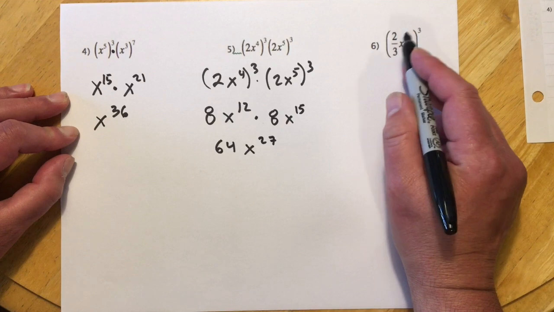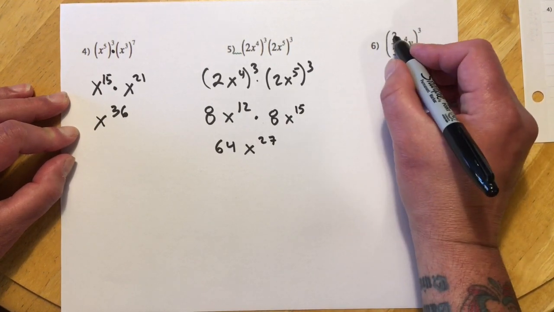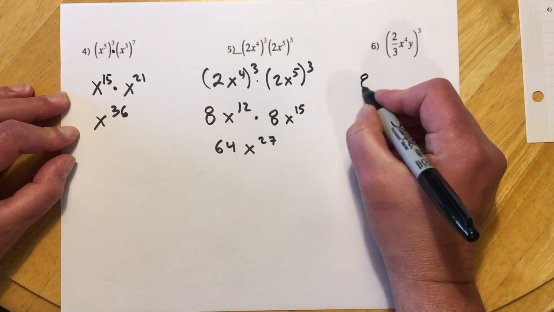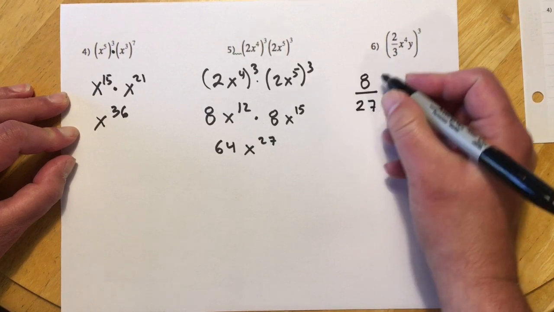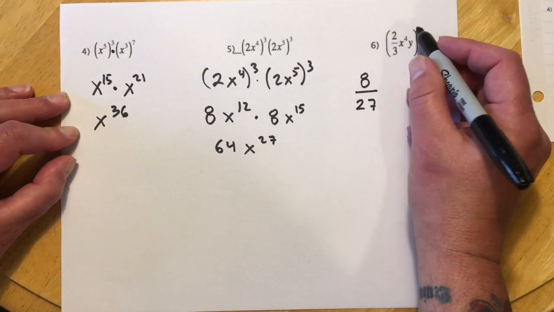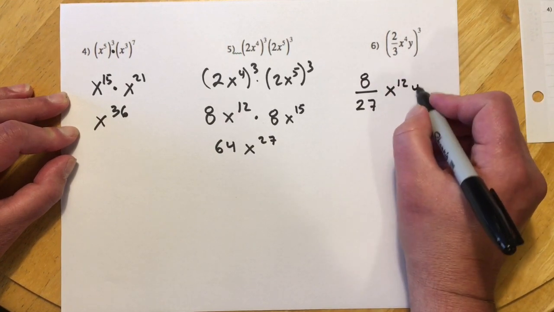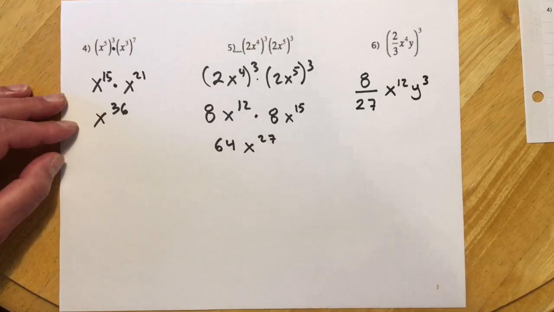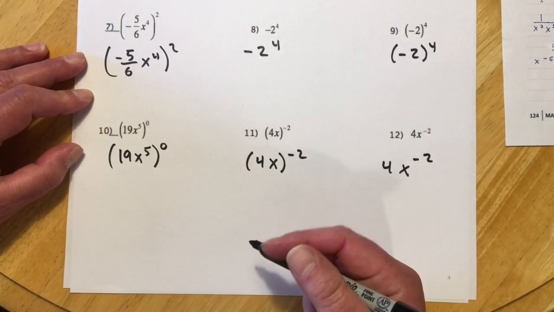And then this one, we've got 2/3 x to the 4th y cubed, cubed. So 2 cubed is going to be 8. And then the 3 is also cubed, so that's going to be 27. It's just like having 2/3, 2/3, 2/3. x to the 4th cubed, x to the 12th, and y cubed will be y cubed. Okay, I rewrote these so they're hopefully easier to see on a small screen.